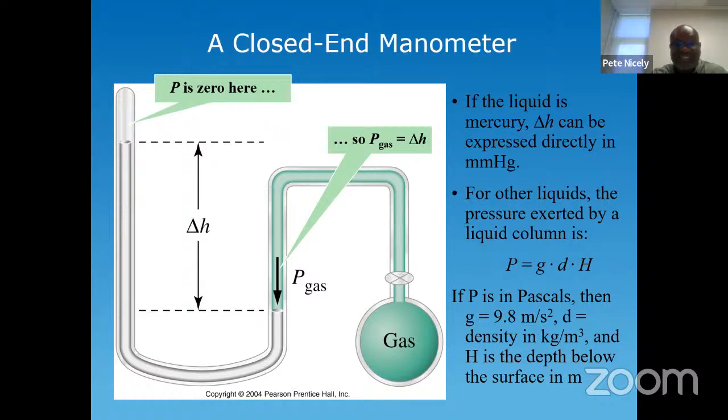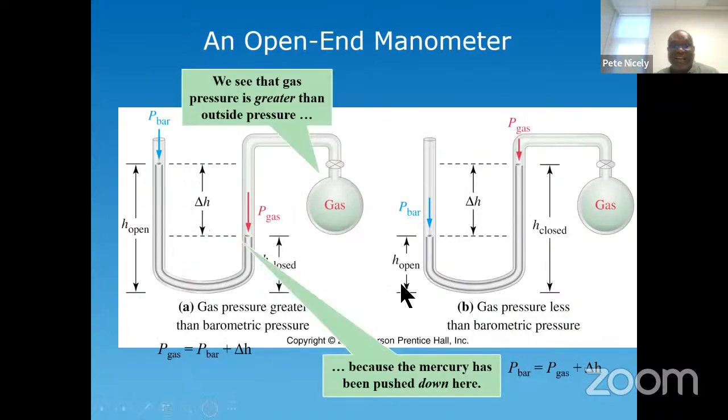Now, the next slide shows you a different type of manometer where one end is open to the atmosphere and the other end is connected to the container which has a gas. So we have two situations here, and I'm going to try to explain what's happening in both. In this particular situation, the gas is allowed to flow through and exerts its pressure here, and on this end, the atmosphere will exert its pressure. The pressure exerted by the atmosphere is called the atmospheric pressure, or in some textbooks, the barometric pressure. And that's why you have P bar right here.